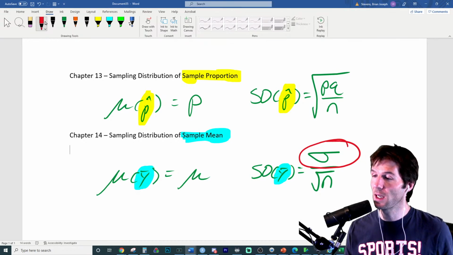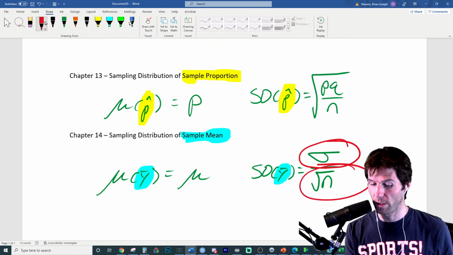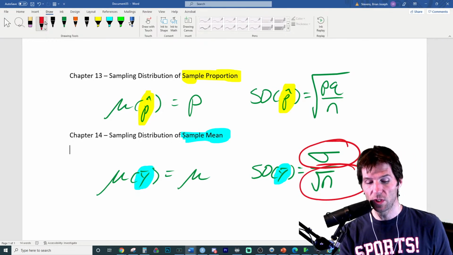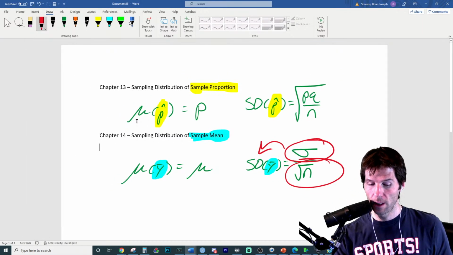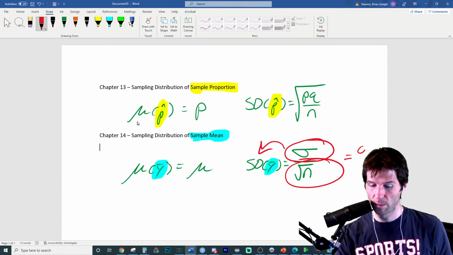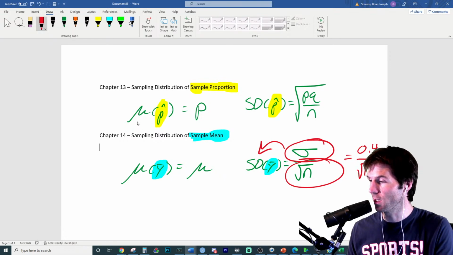So then we're asking, if we take a sample of size 100, what would we expect the new standard deviation to be? So try solving this really quickly right here. If the original standard deviation was 0.4 and we take a sample size of 100, what would the new standard deviation be?